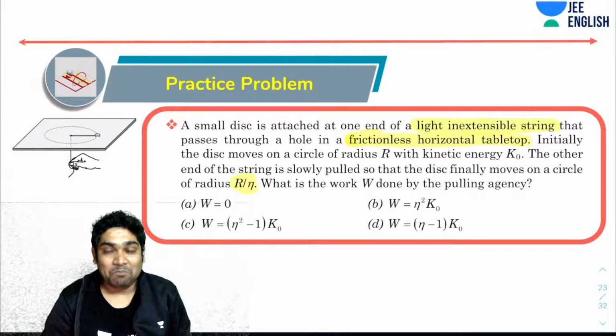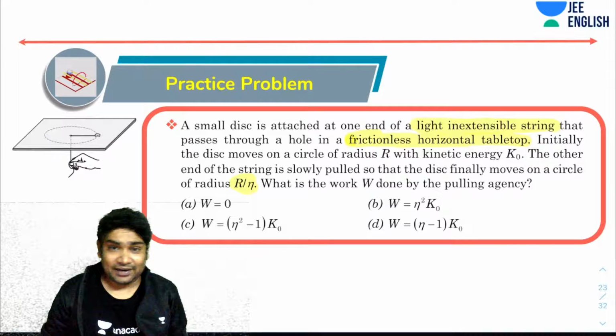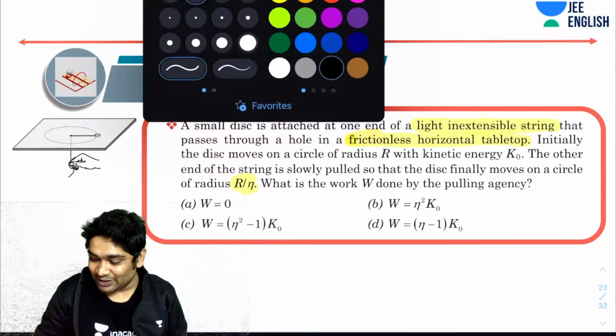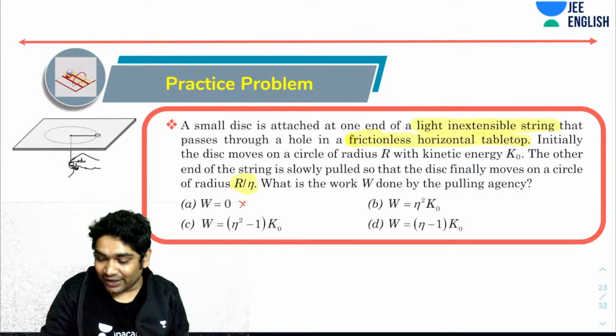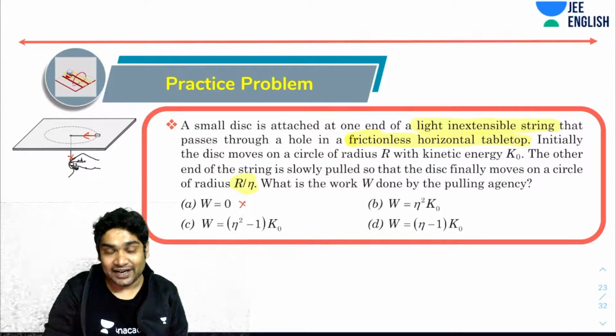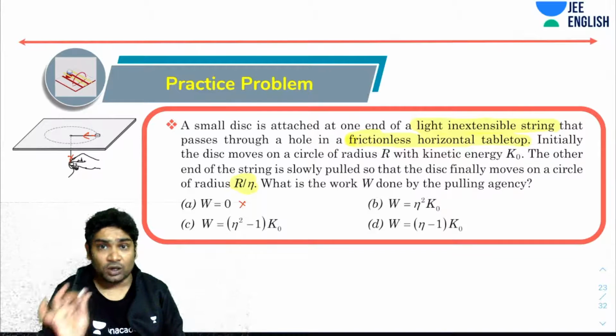Okay. So first of all, of course, work cannot be zero. So that immediately you can rule out. Okay, this option you can immediately rule out. It cannot be zero because when you are pulling, you are applying such a force and this end is getting displaced. Definitely, because you're shortening the radius. So the end is getting displaced. So the work has to be non-zero first of all.